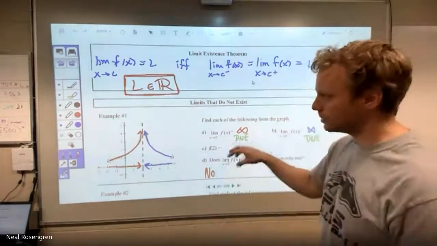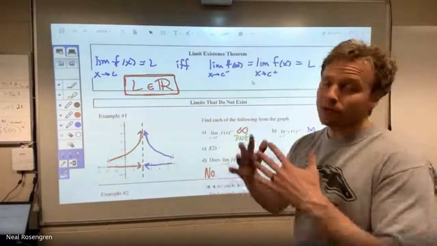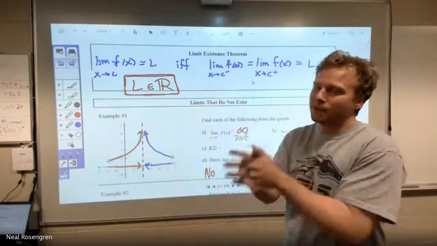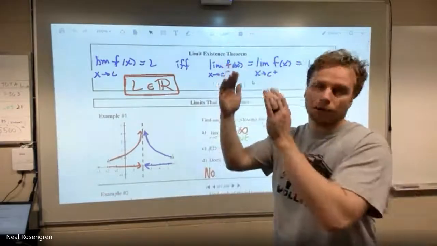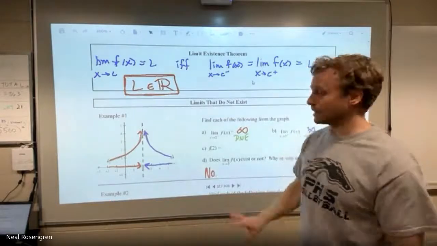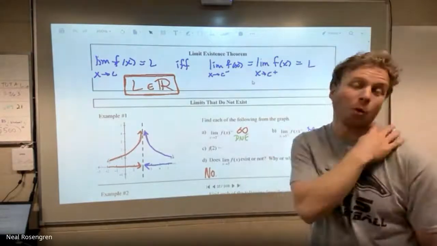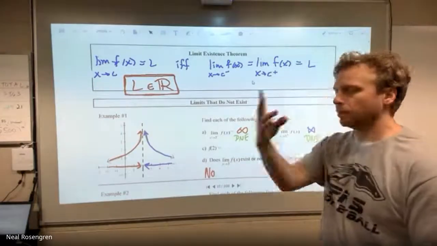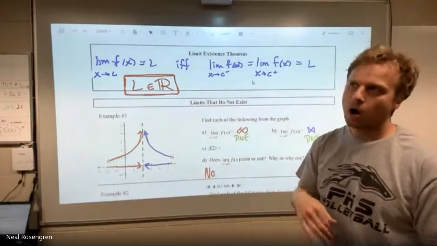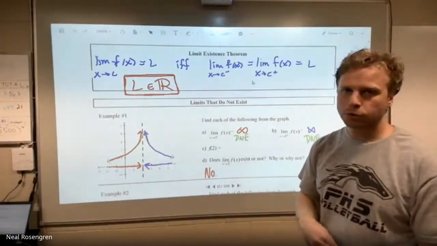Okay, so this is one of those examples where you might have a graph that from the left and from the right, we're heading in the same direction, but because that direction is up forever, or could be down forever, that limit does not exist. And so that's really the description as to why: the limit from the left and the limit from the right are not approaching a real number.